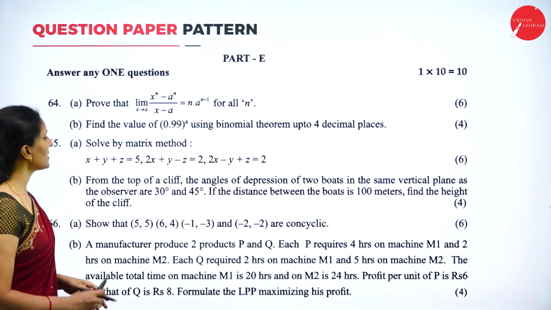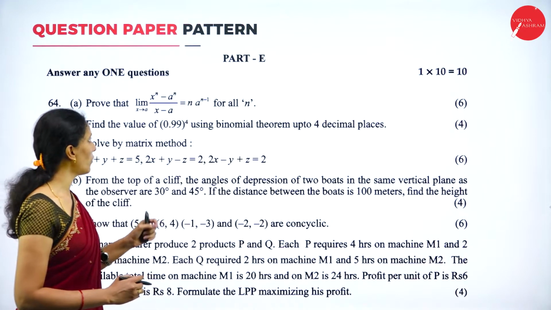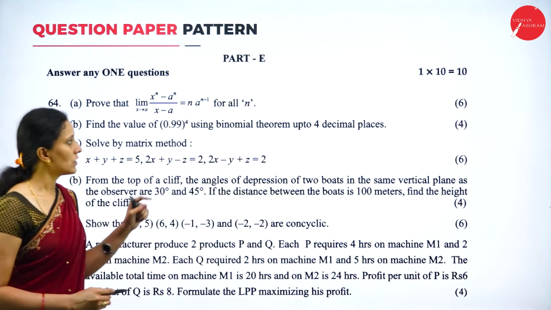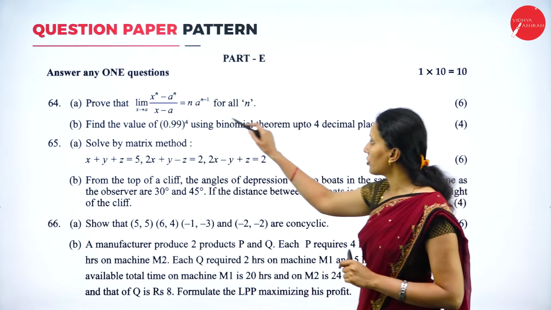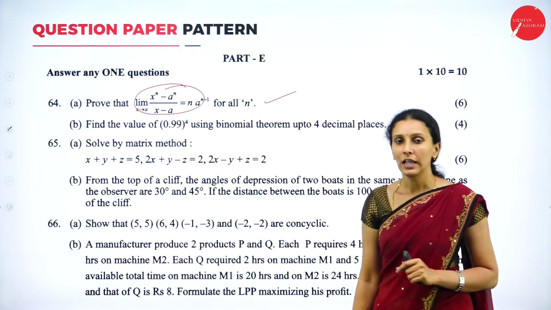So in question number 64, you can see prove that limit x tends to a, x to the power n minus a to the power n over x minus a, equals n into a to the power n minus 1, for all n. So here, this is a question from the chapter limits. So this derivation is very important. So this is from the limits.